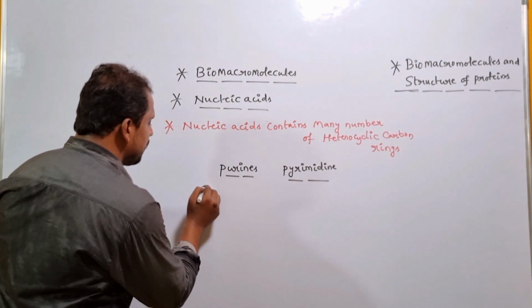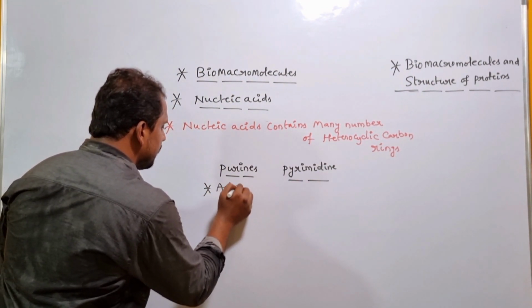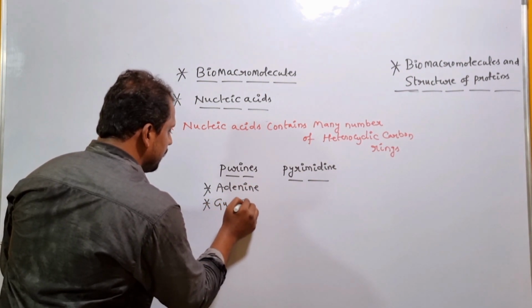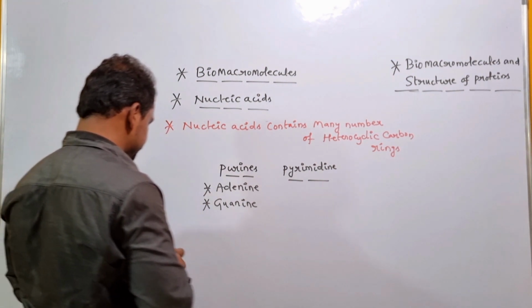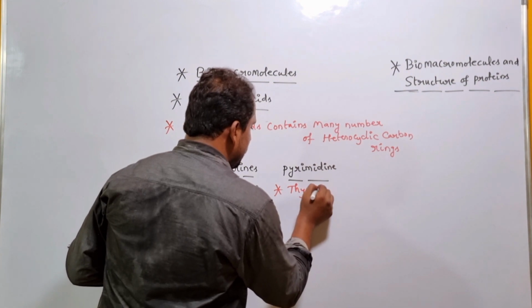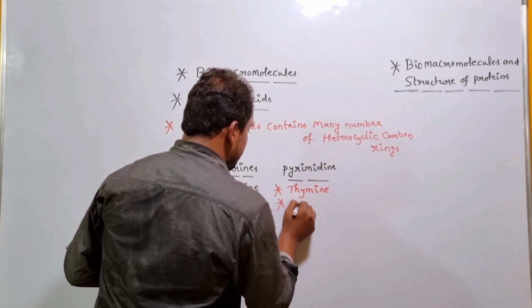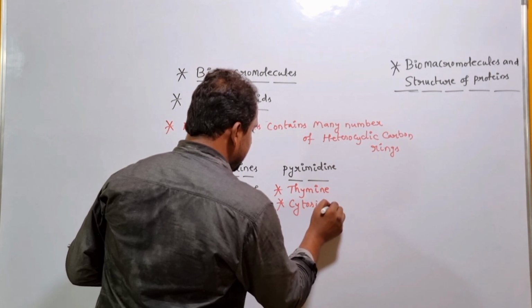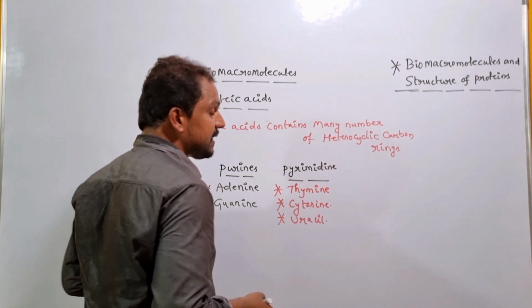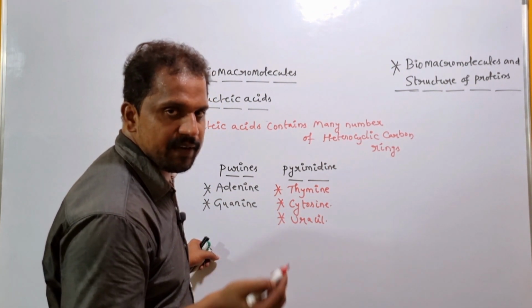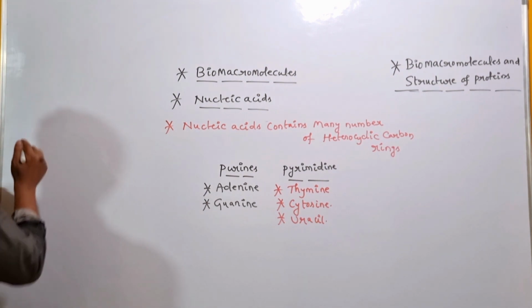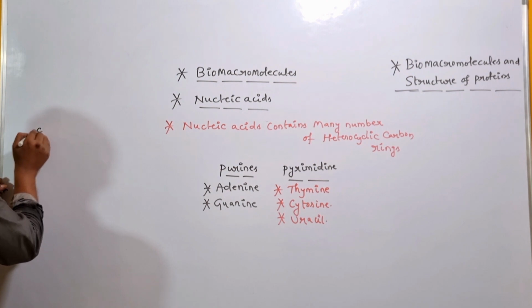So here the purines include adenine and the other one is guanine, and pyrimidines include thymine, cytosine, and the other one is uracil. So if we look at the structure of these heterocyclic carbon rings, easily we can understand. So here it is nothing but what? Adenine, right?